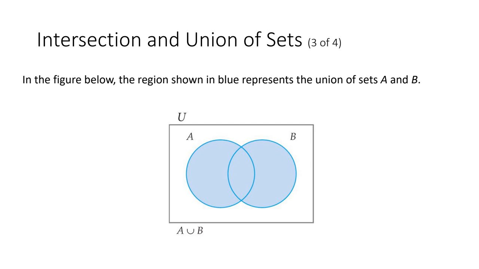So in Venn diagrams, this is represented with the area of the circle A plus the area of the circle B. Notice that the overlapping part, the intersection, is not counted twice. So it's just the whole area in the two circles.